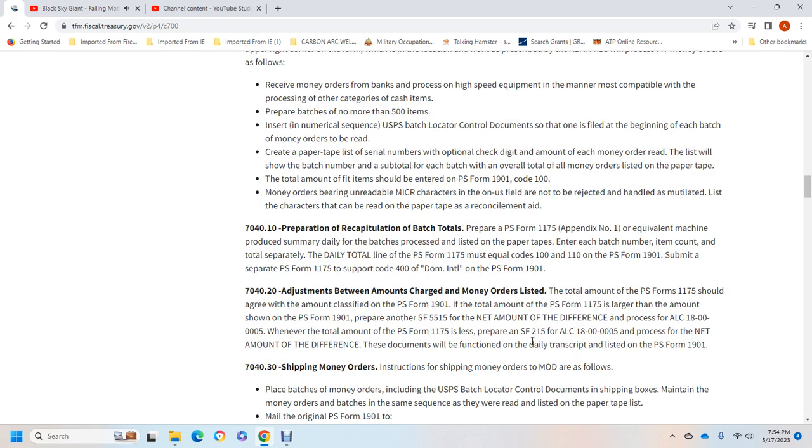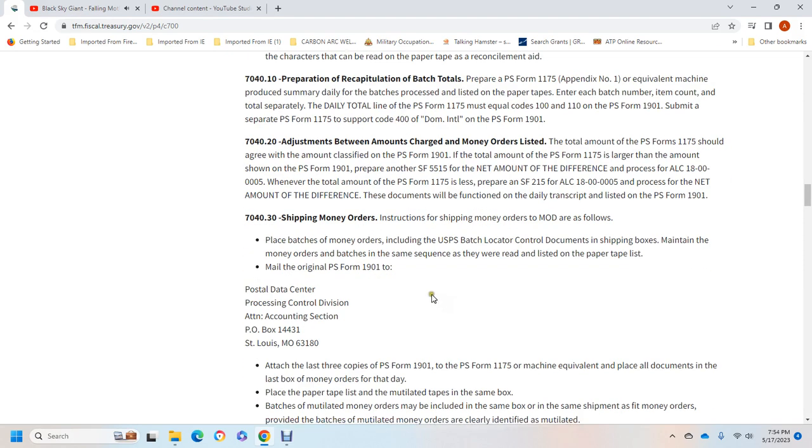Or 740.20, adjustment between the amounts of the charge with the money orders listed. The total amount of the PS form 1175 should agree with the amount of class 5 of the 1901. If the total amount of the 1175 is the larger amount shown with the PS form 1901, it is prepared with the form 55 1915. That amount of the difference is charged to the ALC, agency location code. If the total amount of the PS form 1175 is less, it is prepared with the TM form 215. And for the agency location code, the net amount for the difference will be reflected in the daily transcript of the list of the PS form 1901.